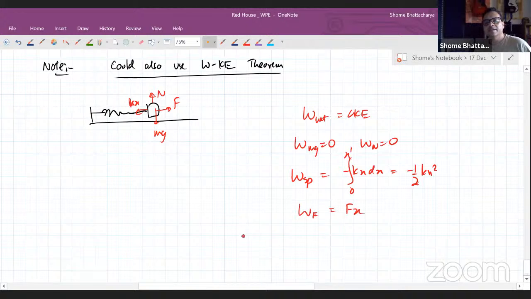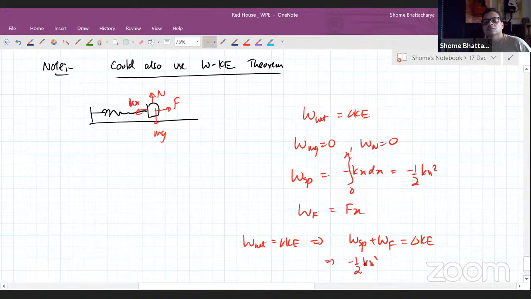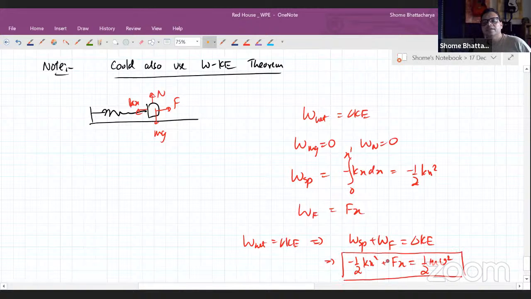So the net work done, this equation would have given us: work done by spring plus work done by F equals the change in kinetic energy. So you would have got minus half kx square plus Fx is equal to half mv square. That is why I say there is no difference between the work energy theorem as such and the work kinetic energy theorem. There are two ways of saying the same thing, but the work energy theorem is always more convenient.